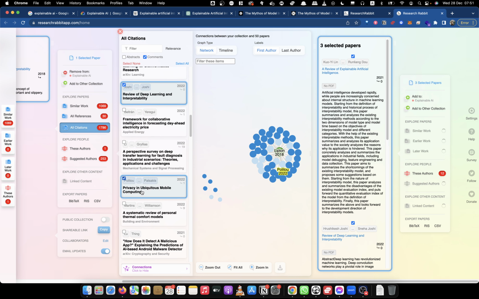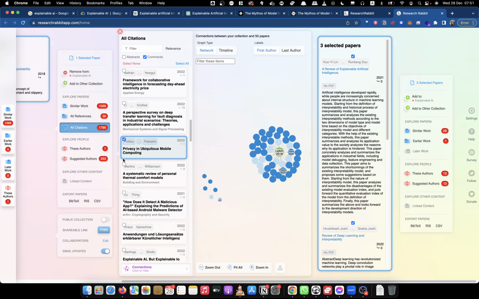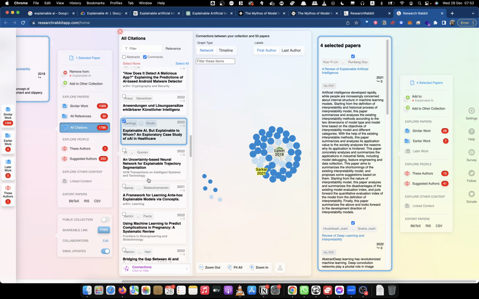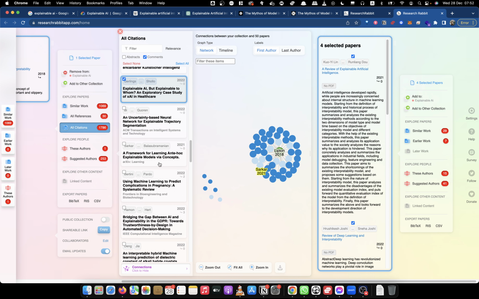I would think privacy is something useful. Personal thermal comfort models might not be. Explainable AI, okay, 2022 paper in healthcare. Okay, so these are good things. Framework for learning ante-hoc explainable models. Okay, I'm not really sure what it is, but still we'll get it. Mm, okay, complication pregnancy. So even though it's not very related, now you get the point.